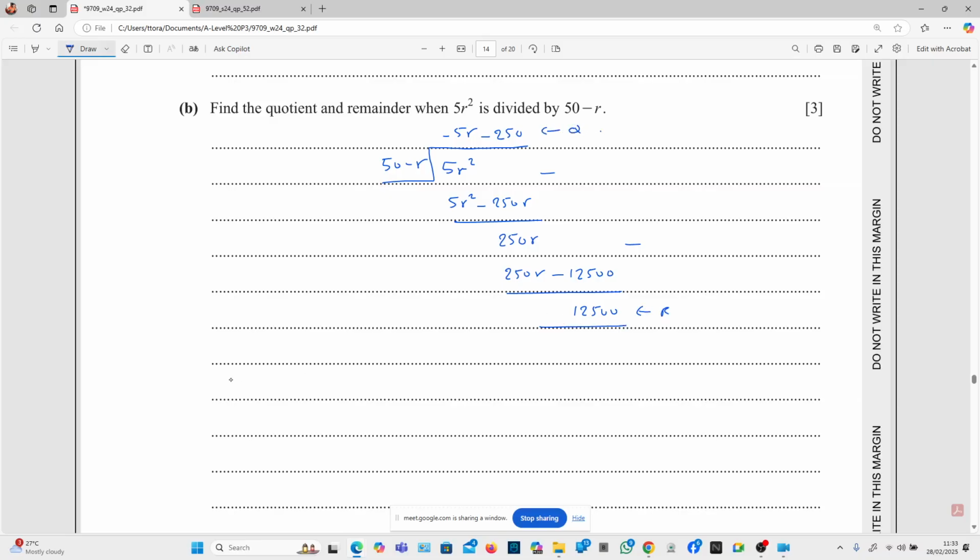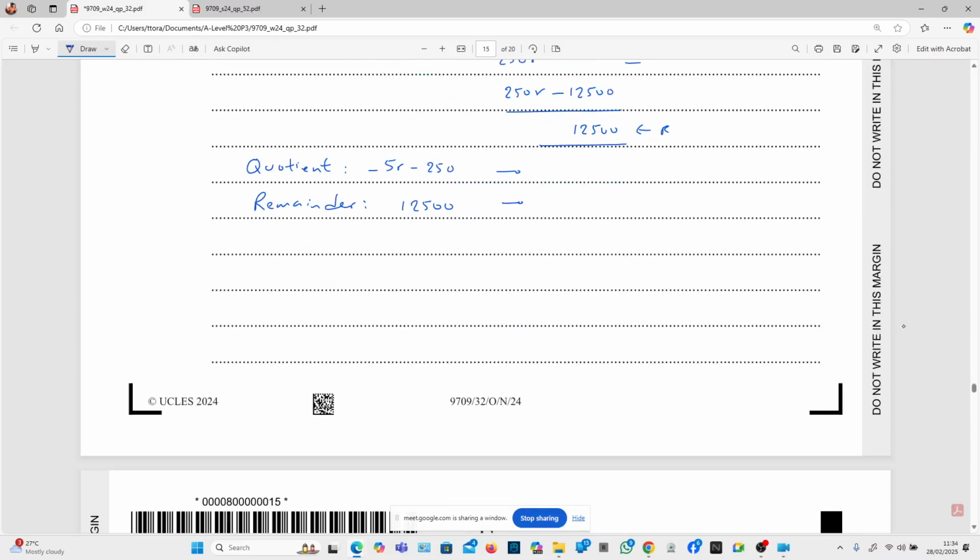So again we're going to have to write it down. The quotient and remainder. So we have the quotient as minus 5r minus 250 on top there, and then we have the remainder. Okay, the remainder is 12,500. So here we are. These are the two answers for part B of the question, which carries 3 marks.